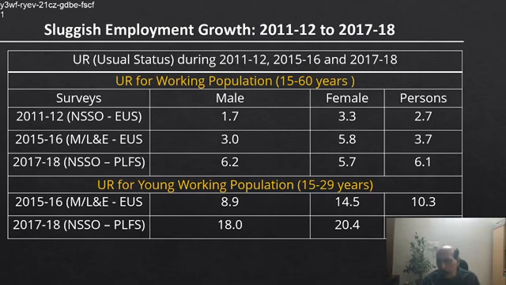This is the age group in which the youth is either engaged in getting higher education, getting some training, or doing some job. And the rate of unemployment has been 19.2%. If we apply the NSSO survey, this is 10.3%. The jump is 9 percentage points.